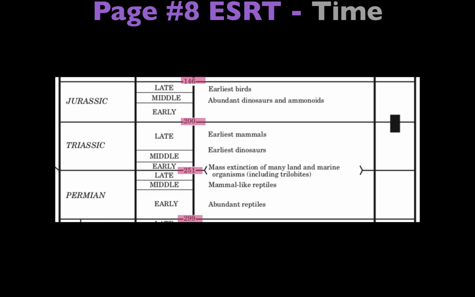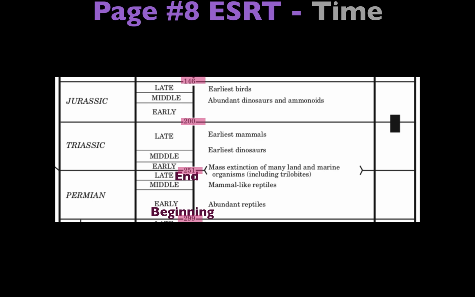For example, when you're going back in time on the reference table, further into the past means you're further towards the bottom of the reference table page. So our first period, the Permian, began 299 million years ago. And then it ended 251 million years ago.